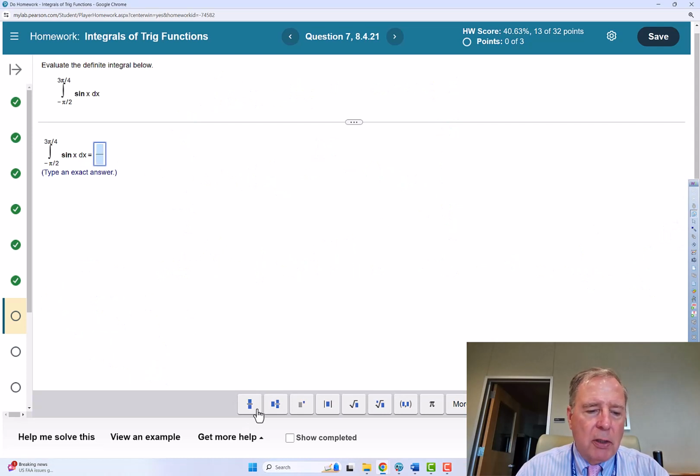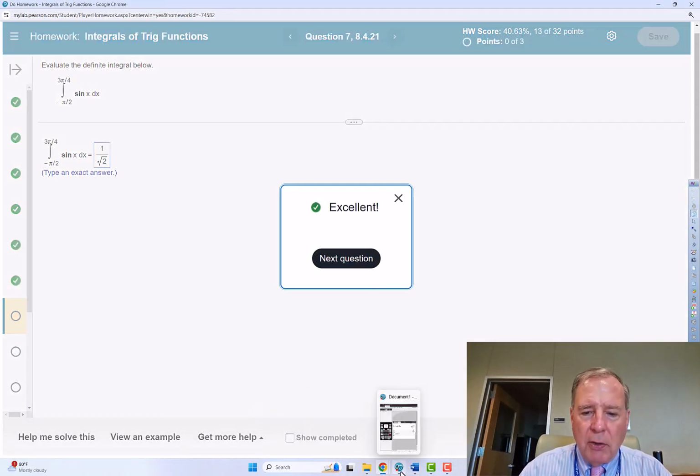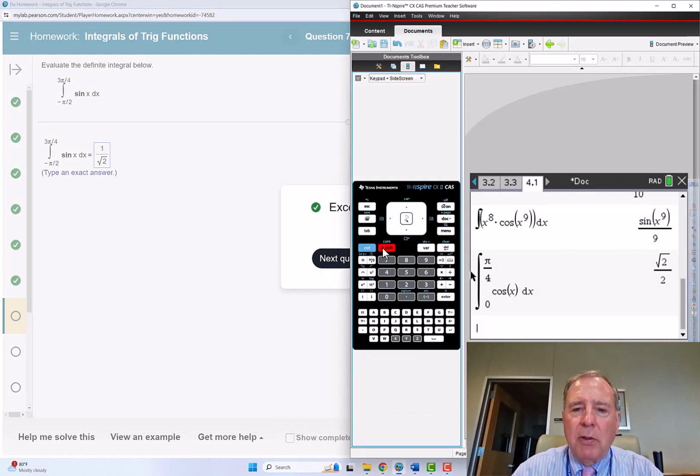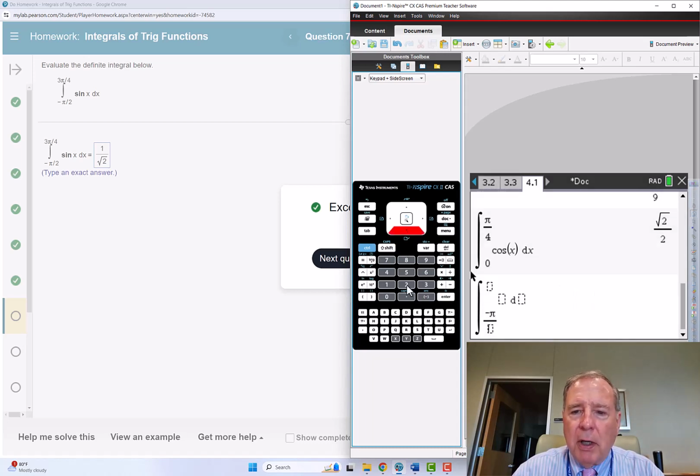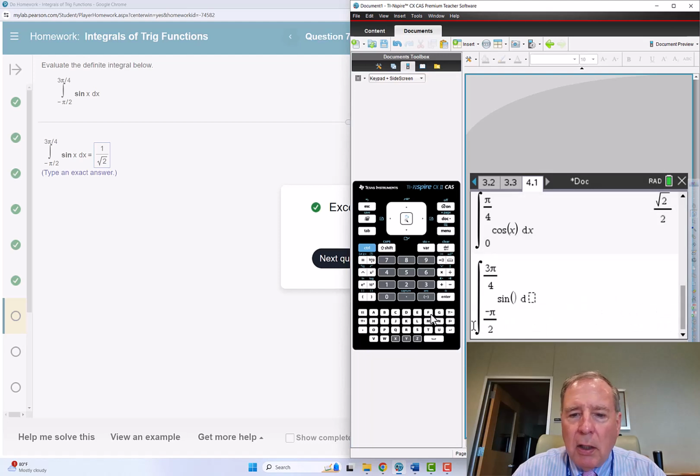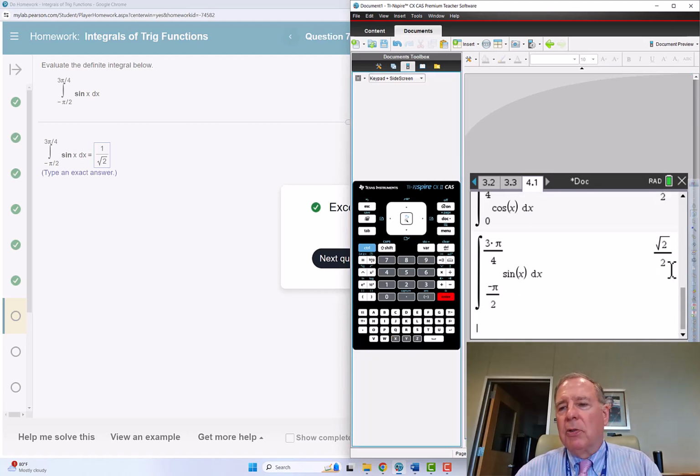So a fraction, 1 over the square root of 2. Book thinks that's great. Could we do it in the calculator? Shift plus fraction, negative pi divided by 2, tab. Another fraction, 3 pi divided by 4. 1 tab gets us out of the fraction. Next gets us into the integrand of the integral, tab dx. So square root of 2 over 2.